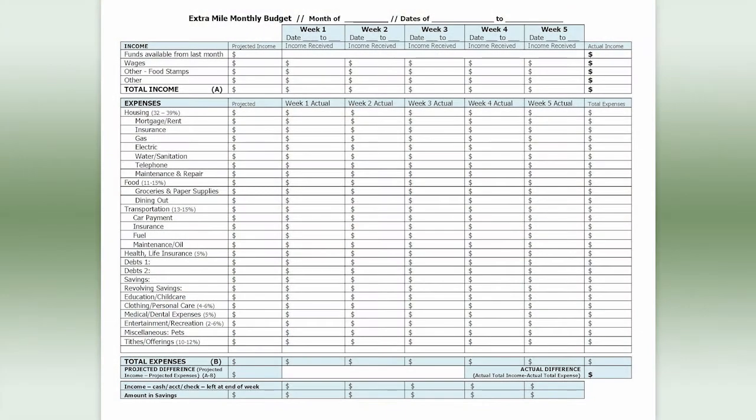Make sure you have pencils and calculators on hand. So rather than creating your spending plan from scratch, it's helpful to work from a standardized form and add or subtract categories to fit your needs. We have provided the Extra Mile budget form. The Extra Mile budget form is available in Word and Excel formats.